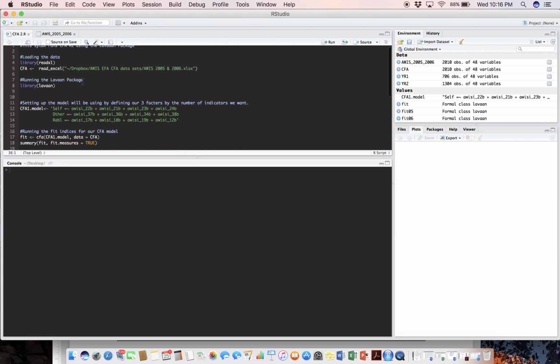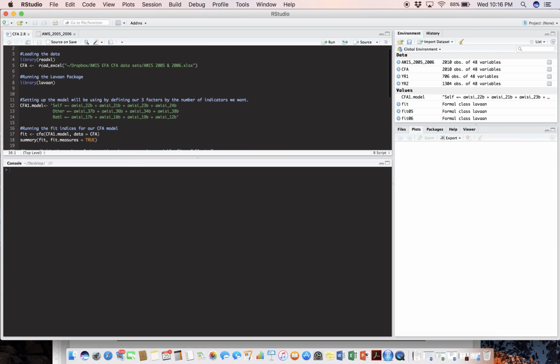All right, so we loaded our data set, and then we're going to load the lavaan package, which is essentially the package in R that lets you run things like confirmatory factor analysis, exploratory factor analysis, latent growth curve modeling, structural equation modeling, things like that. So we're going to load that, and once we load that, we have to then specify the indicators for our model, our CFA model.